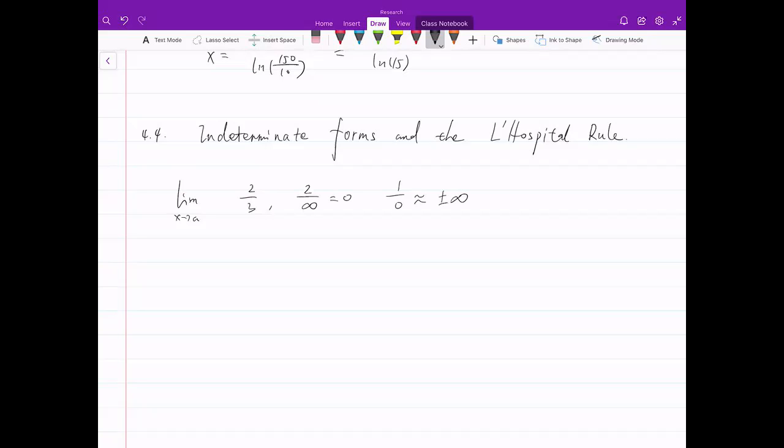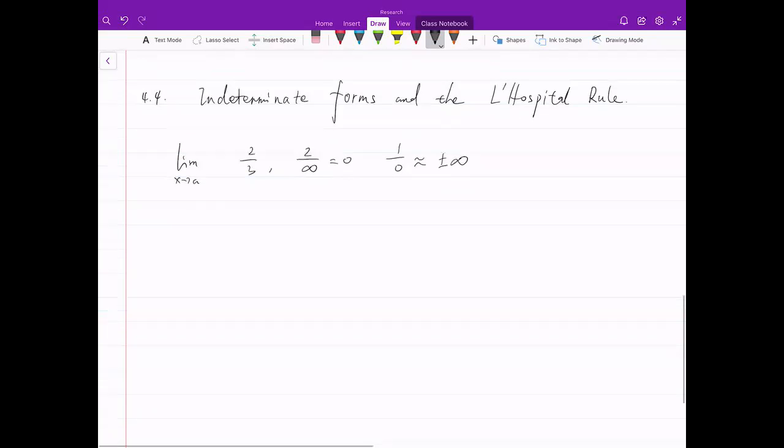There are something called indeterminate. That is, just by looking at the number when we plug in, we cannot easily tell what they are. For example, 0 over 0. What is it? Is it 1? Is it infinity? Is it 0? We have done this before, right? It really depends on how big is the top and how big is the bottom. It can be anything.